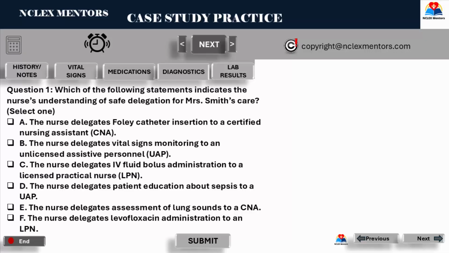The first option is, the nurse delegates Foley catheter insertion to a certified nursing assistant, CNA. The second option is, the nurse delegates vital signs monitoring to an unlicensed assistive personnel, UAP. The third option is, the nurse delegates IV fluid bolus administration to a licensed practical nurse, LPN. The fourth option is, the nurse delegates patient education about sepsis to a UAP. The fifth option is, the nurse delegates assessment of lung sounds to a CNA. The sixth option is, the nurse delegates levofloxacin administration to an LPN. Take a few seconds to think about it.